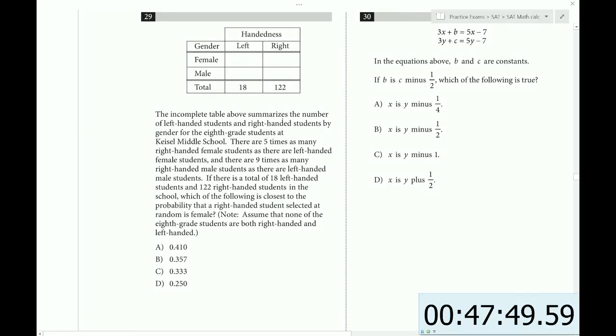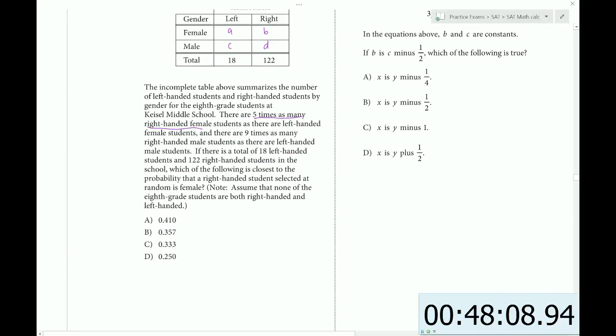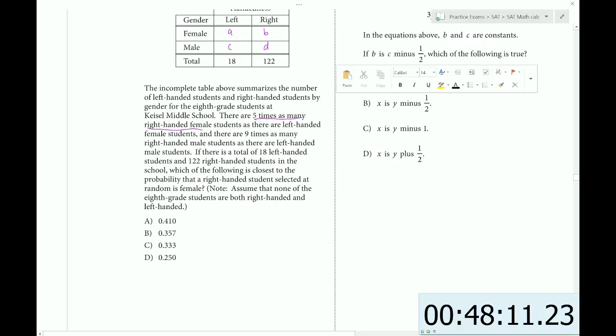All right, so the table above summarizes the number of left-handed and right-handed students. There are 5 times as many right-handed female. Okay, so let's make these A, B, C, and D, and then we'll create equations, okay? So there are 5 times as many right-handed females. So right-handed female, we're calling the letter B. So B is going to be 5 times the left-handed females. So it's 5 times of A, right?